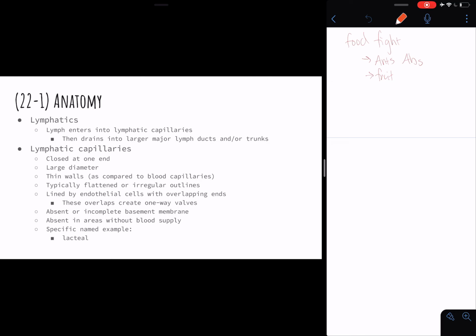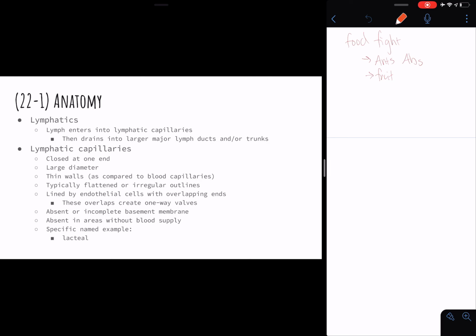The lymphatic capillaries themselves may or may not have a basement membrane, so that means they're not really directly attached to anything, they're just kind of floating around. And they're not going to be located in areas that do not have a blood supply. A specific example of a type of lymphatic capillary that we'll see, and we'll talk about in much more detail when we get to the digestive system chapters, is a lacteal. A lacteal is going to be right up next to an artery and a vein in the small intestine. Its purpose is to absorb any lipids that have been broken down as part of the digestive processes, and transport them through not only the lymphatic system, but back into the venous system.